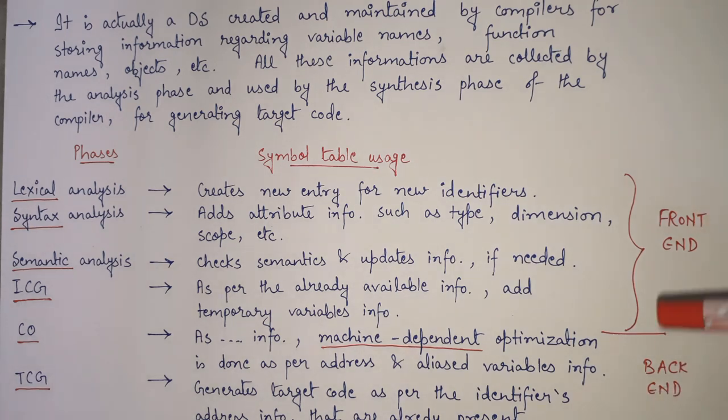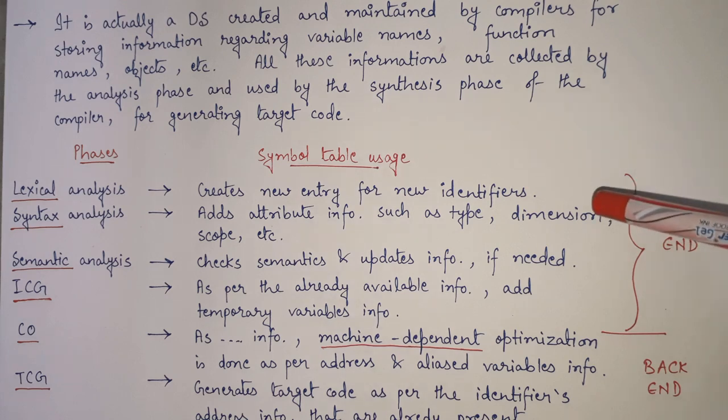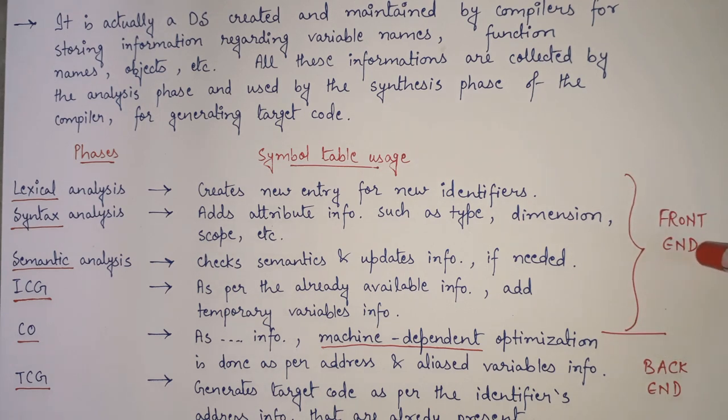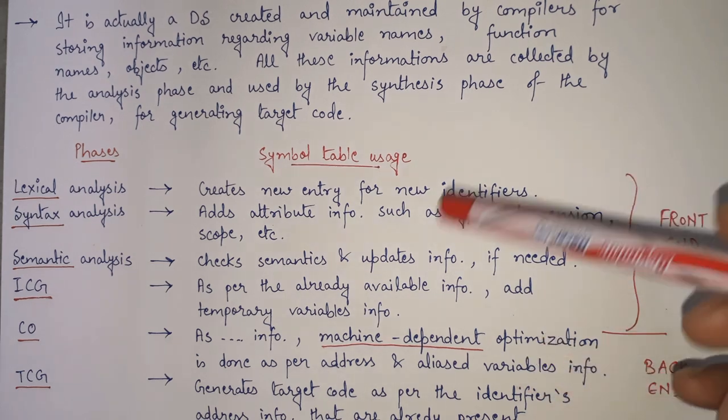Fine. So this is also one of the important points that you should know: for this reason, the first 4 phases are known as the front end of the compiler and the last 2 phases are known as the back end of the compiler. I hope you have understood.